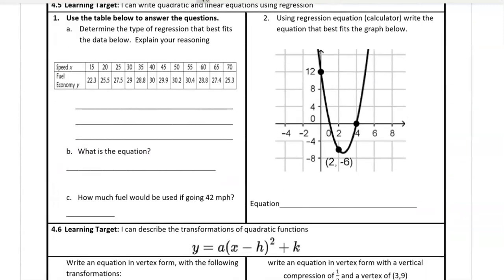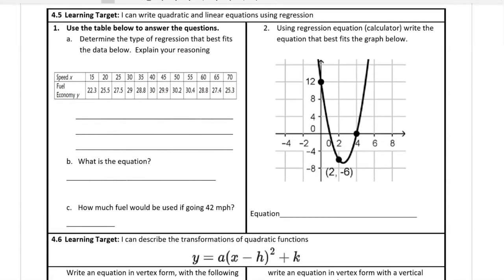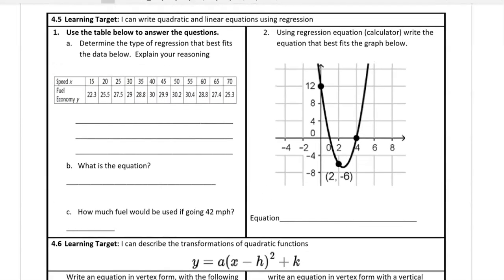All right, moving along. I'm going to come back to these later, the regression problems. You need a computer for this.